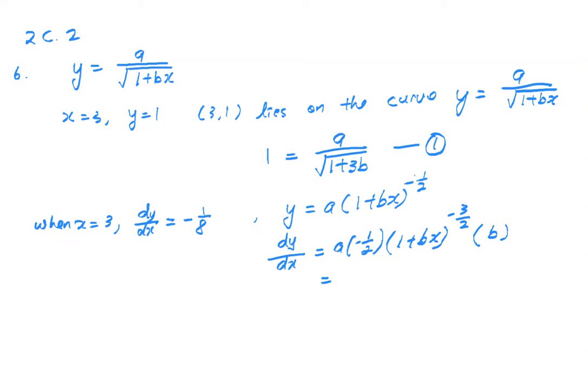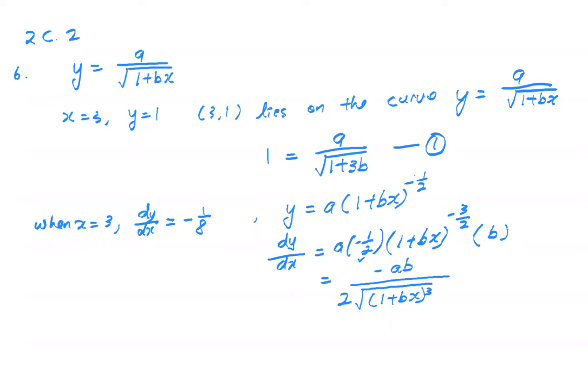So I will write this in a proper way first before I continue. So I will write it like that. Negative AB divided by square root of, there is a 2 here, 1 plus bx cubed. Okay?